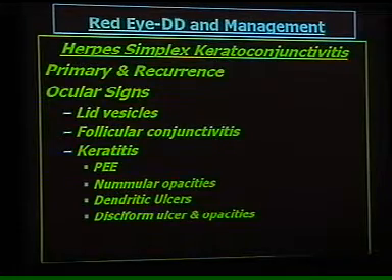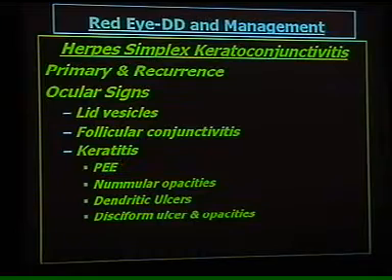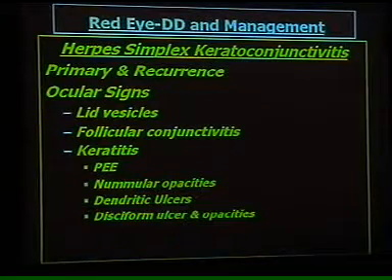Now, herpes simplex keratoconjunctivitis could be primary and then recurrence. Recurrence, of course, is more common. The ocular signs are presence of lid vesicle, follicular conjunctivitis, and keratitis when the cornea is involved. Now, cornea can show small loss of epithelial cells, which is called punctate epithelial erosions. Then the stromal opacities, you have already had a look in one of the previous slides.